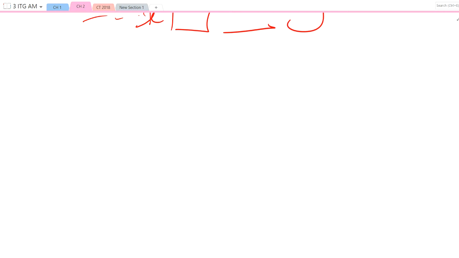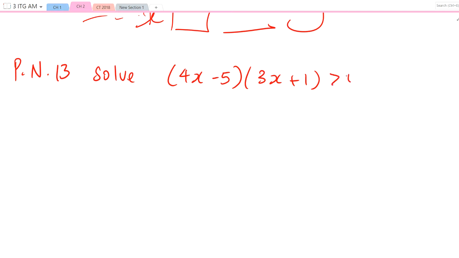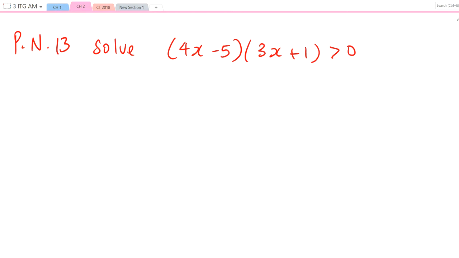Okay, so let us take a look at examples. Practice now 13. Solve 4x minus 5 times 3x plus 1 greater than 0. I will take you through this question. You follow exactly what I write. Okay? Because I get very upset if you write things that do not make sense to the marker, but you think you know what you're doing and you get a correct answer. It's horrible to get a correct answer, but your presentation is wrong. Then I won't give you the mark. So watch carefully how I write it.